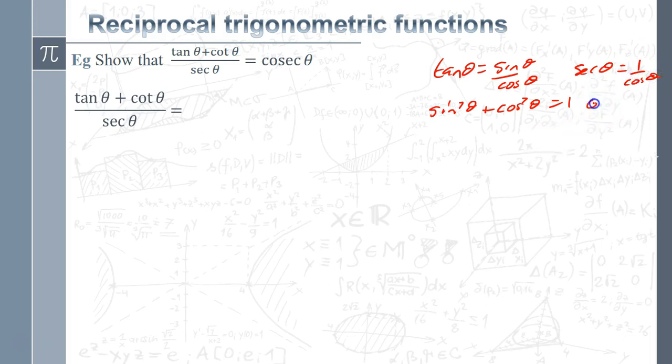And also, you know what, while we're at it, we've got cot theta, which is going to be the reciprocal of that one, so that's going to be cos theta over sine theta. So those are all the tools that I've got to be able to play around with. So let's see what we do.